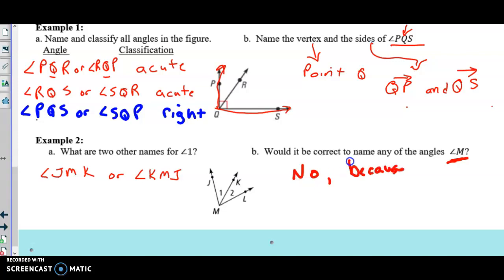because there are many angles. There are actually 3 angles with vertex M. So we don't know which one we're talking about.